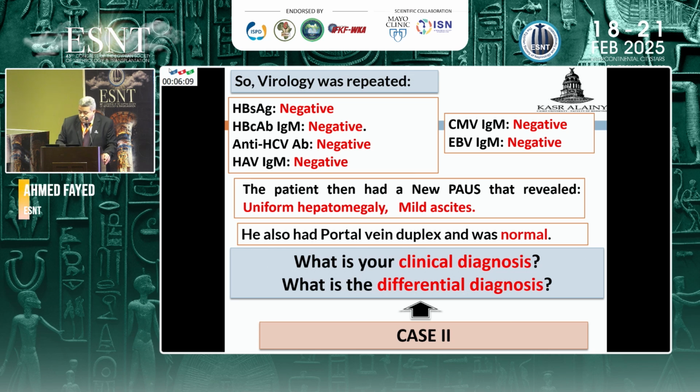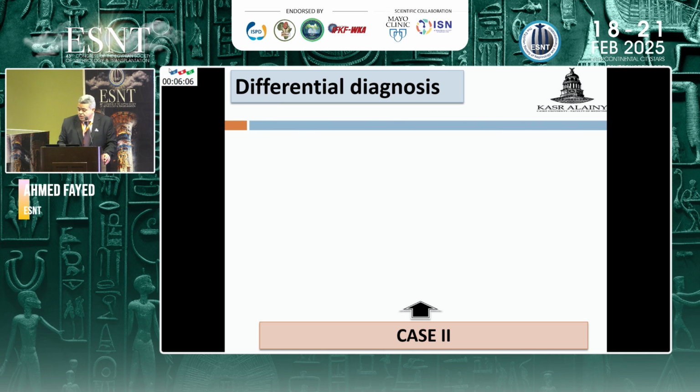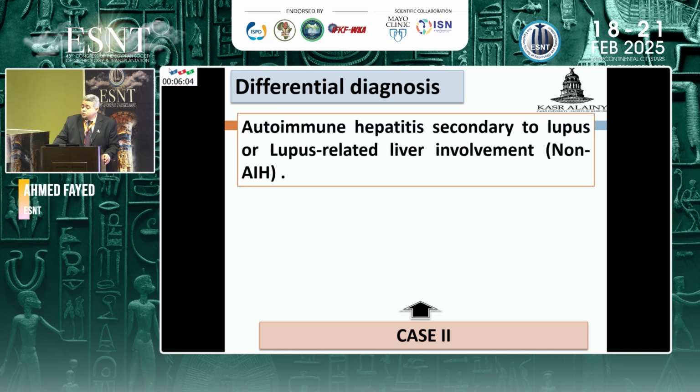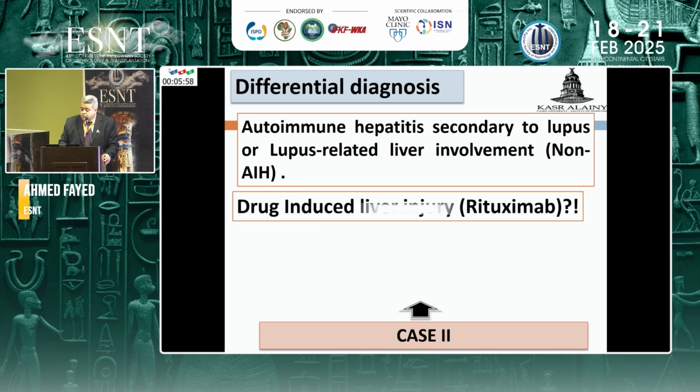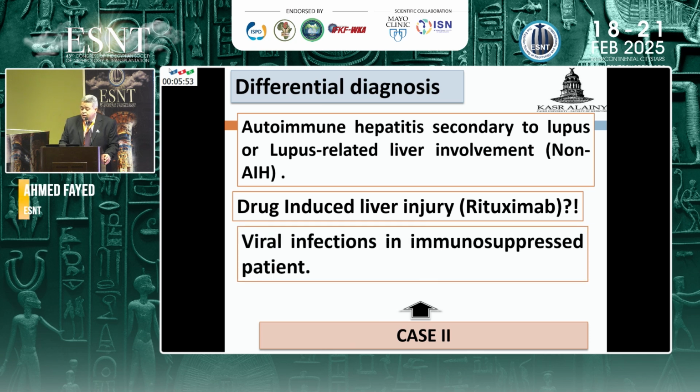Yes, yes. We put the 3 differential diagnoses. First of it, it is an autoimmune hepatitis secondary to the lupus or lupus-related liver involvement, non-autoimmune hepatitis. Drug-induced liver injury may be due to the rituximab, and the viral infection in the immunosuppressed patient.